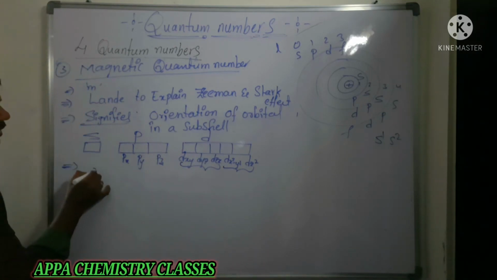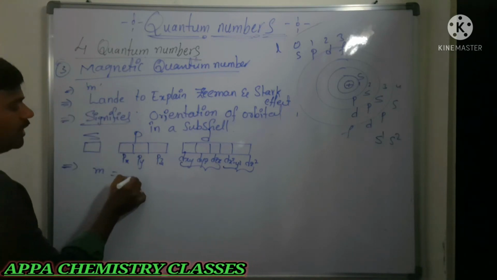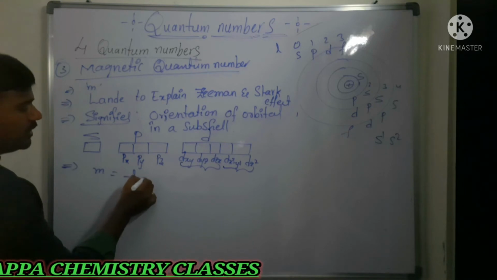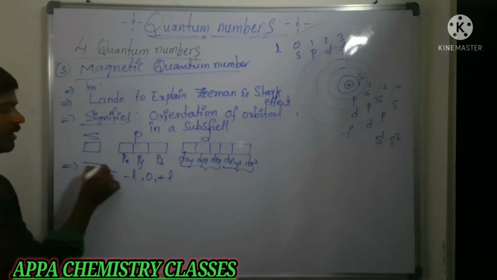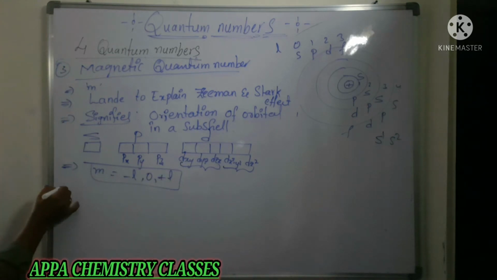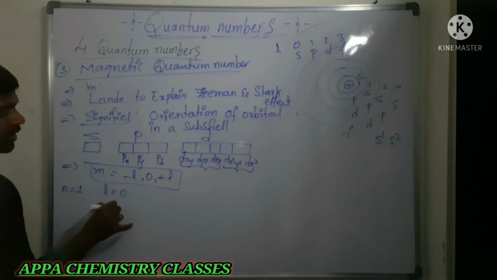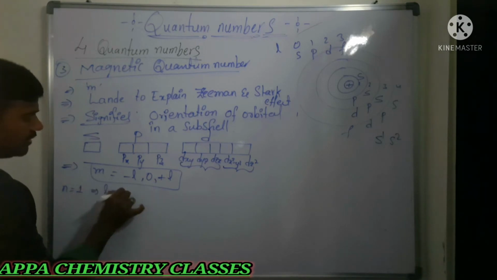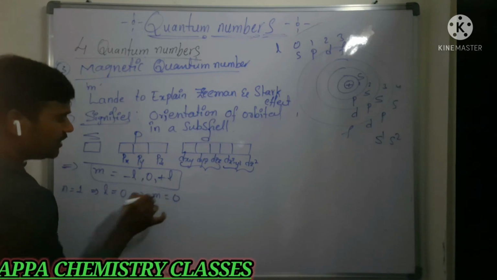Now the magnetic quantum number values depend on the azimuthal quantum number, which includes what? Minus L to plus L including 0. That is, if you are taking n is equal to 1, then L value will be 0. L is equal to 0 means M value will also be 0. That is minus 0, 0, plus 0, which means 0 only.